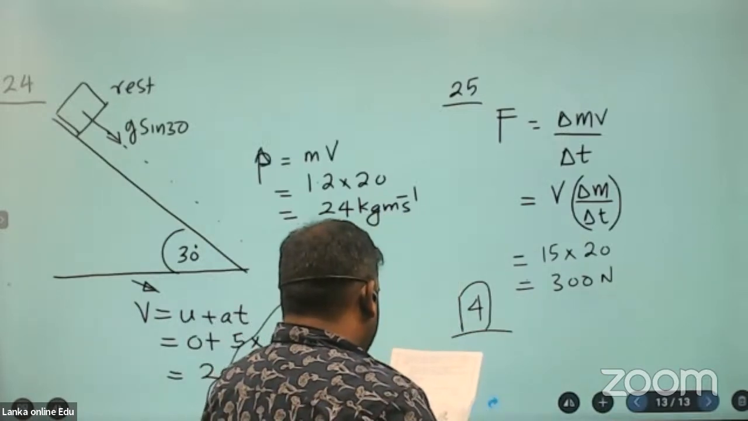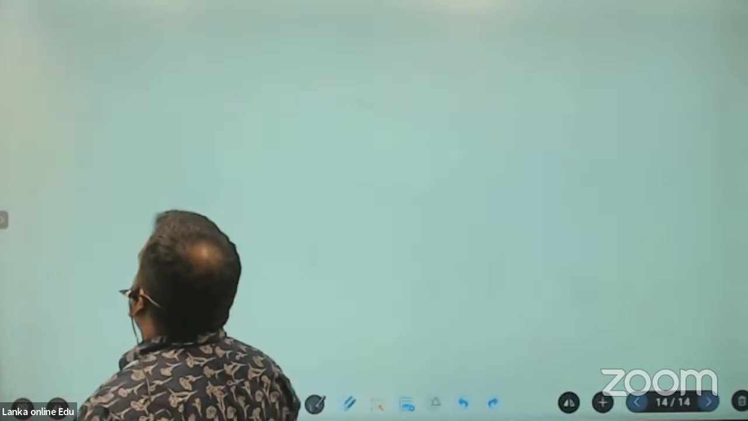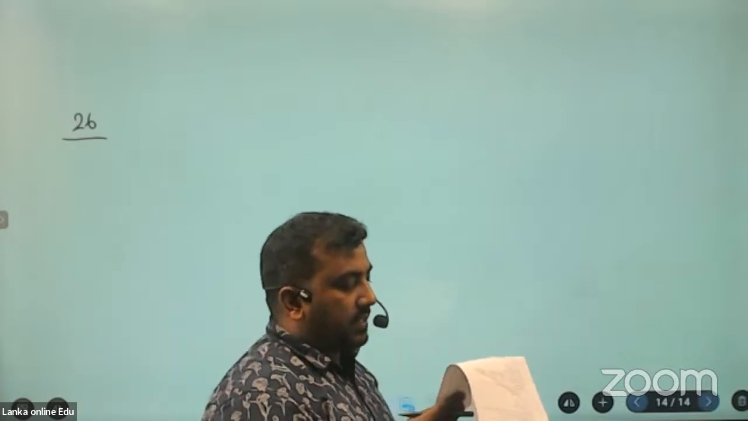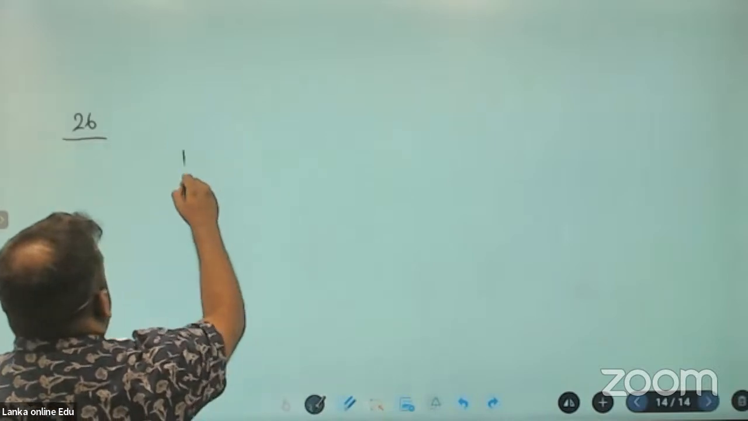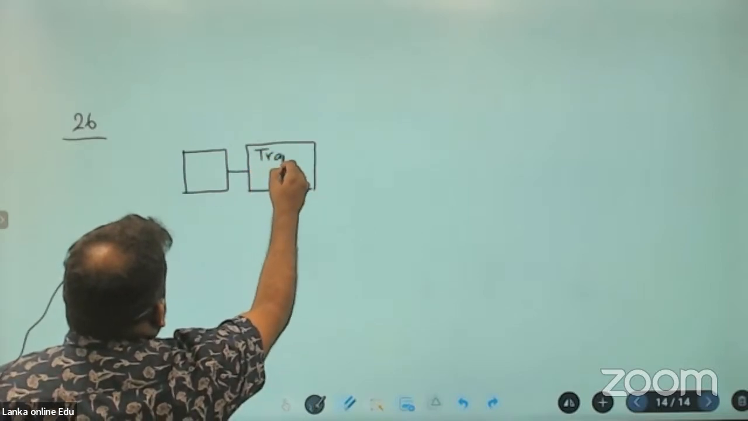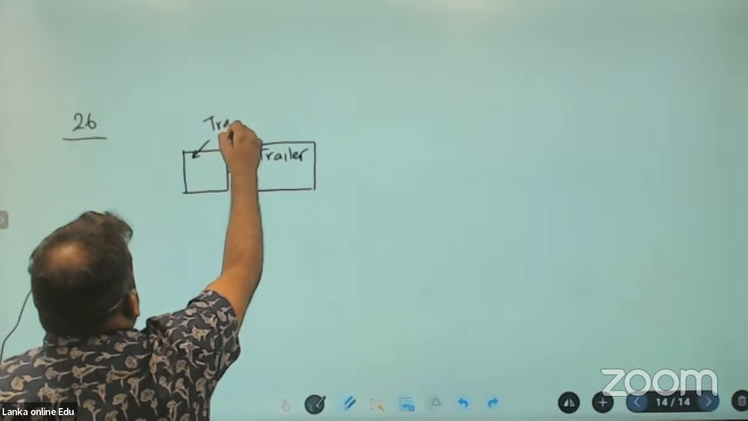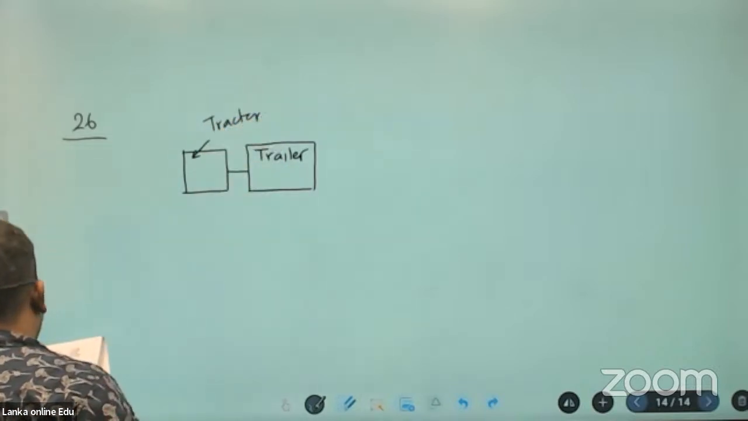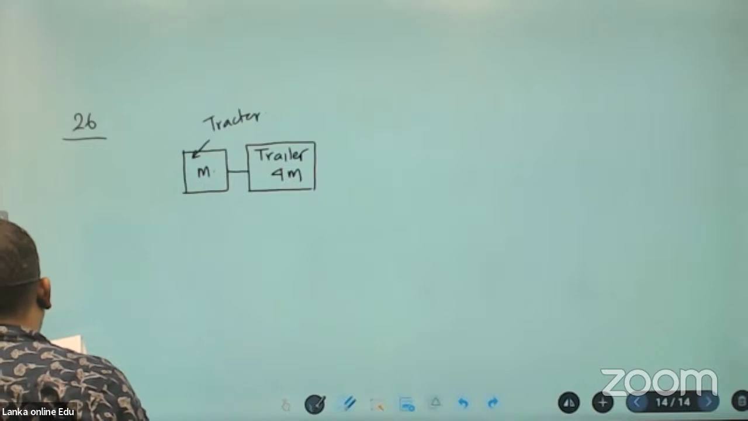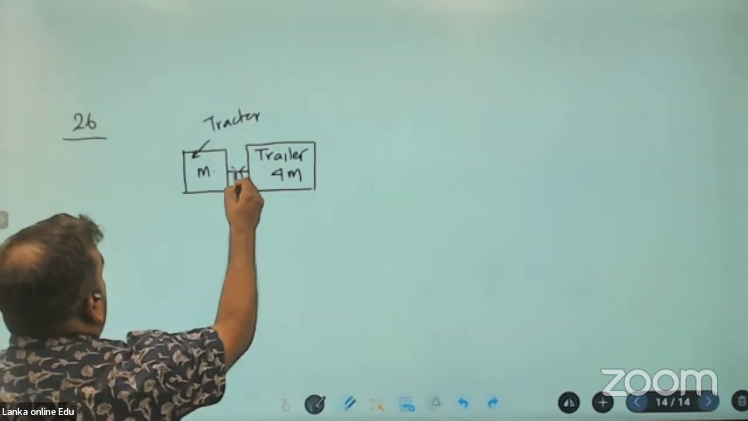MCQ 26. A truck with a tractor and trailer is accelerating forwards. The tractor is there, the trailer is also there. The mass of the trailer is 4 times the mass of the tractor. Force exerted on the tractor by the trailer, and force exerted by the tractor on the trailer: F1 and equal opposite F1.